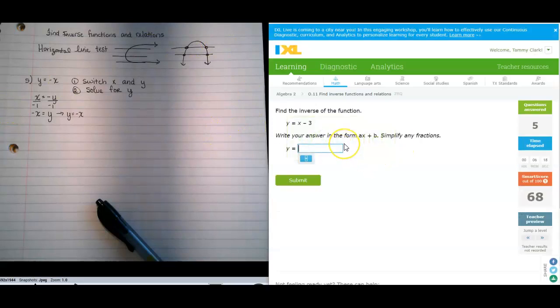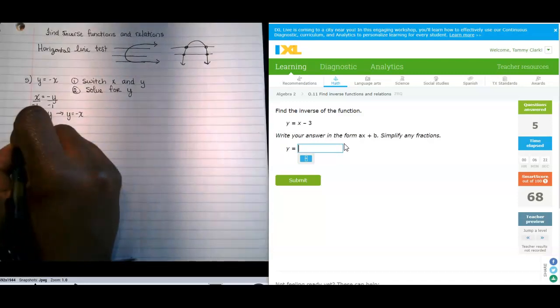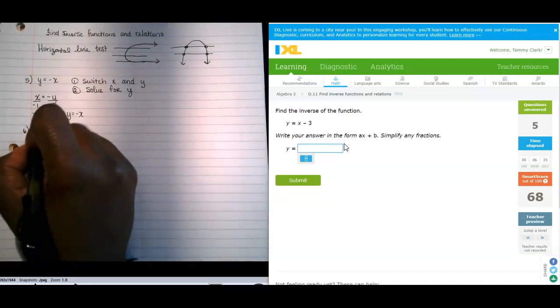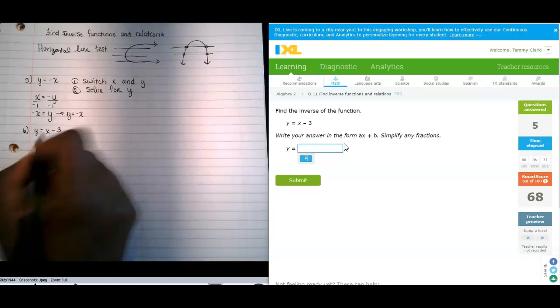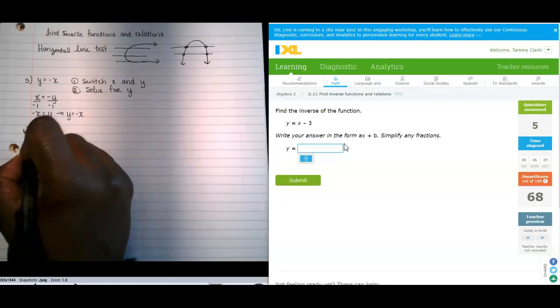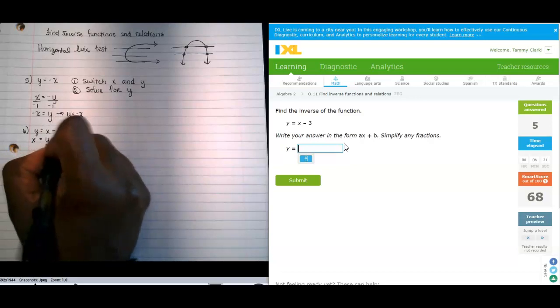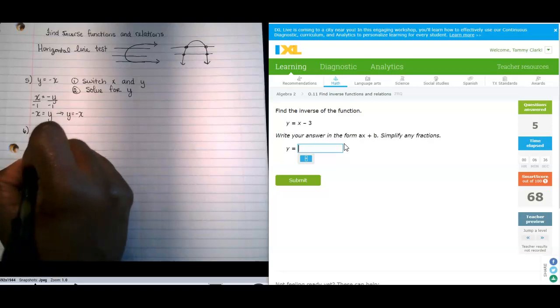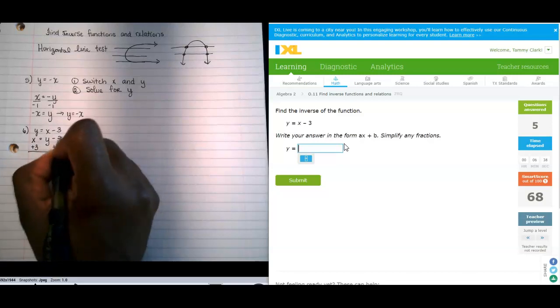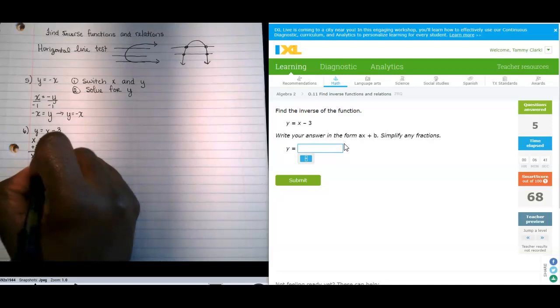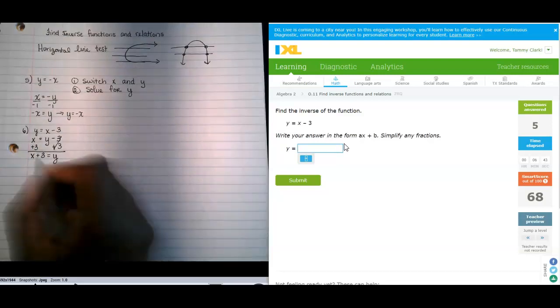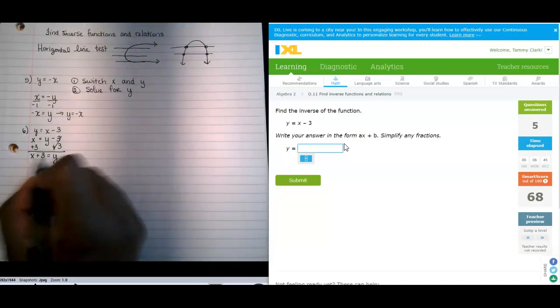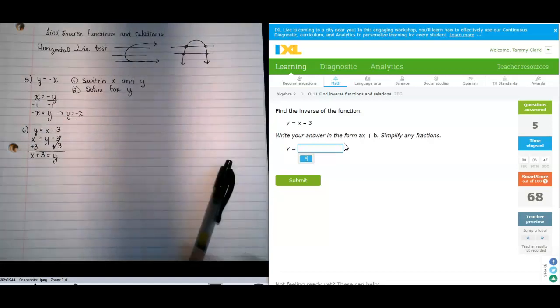Okay, so find the inverse of the function y is equal to x minus 3. We're going to follow our same steps. Switch the x and y, so x comes here, y comes here, minus 3. I'm going to solve for y. So I'm going to add 3 to both sides of the equation, and I get x plus 3 is equal to y. So this equation would be the inverse of this equation. So we've got x plus 3.